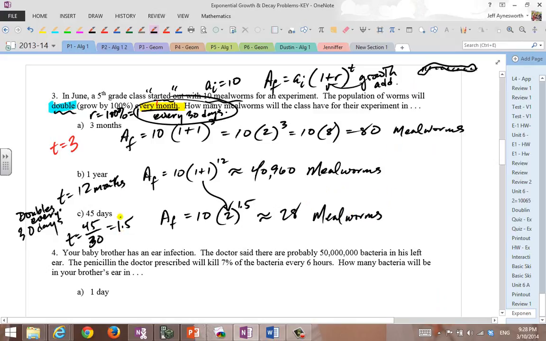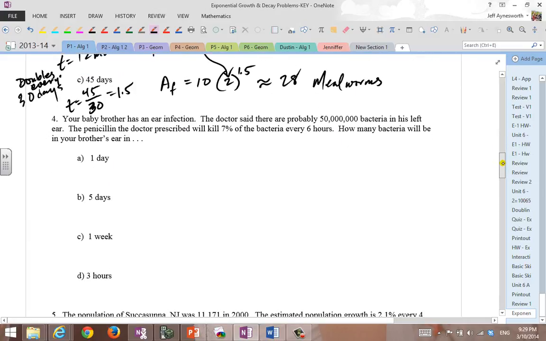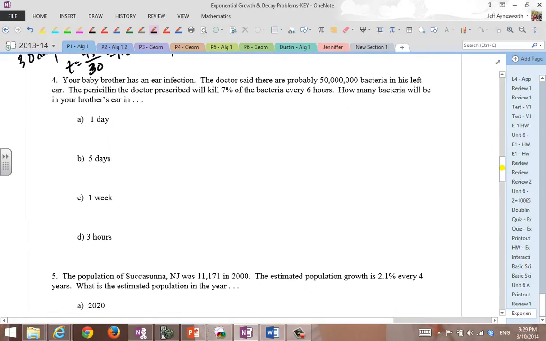Now, it's less than 80. T was half the amount of time, and you can't just take 80 divided by 2, because it's not linear here. But it's got to be less than 80 because we're talking about 1.5 time periods versus 3. After 12 time periods, man, you have a lot more. So these guys really increase fast. All right, any doubling situation increases very fast, as you guys found out.